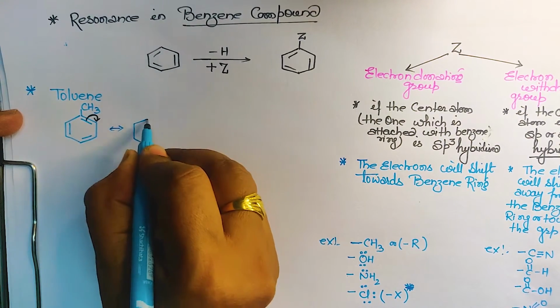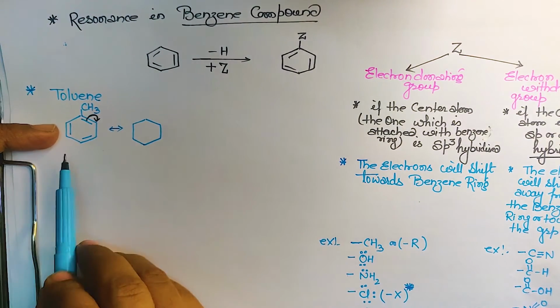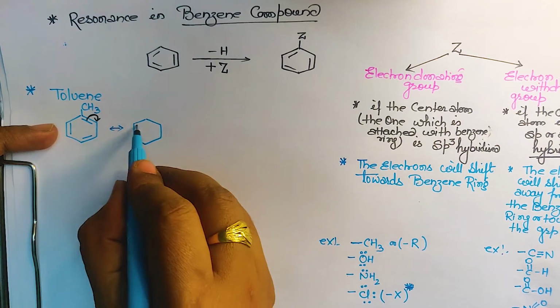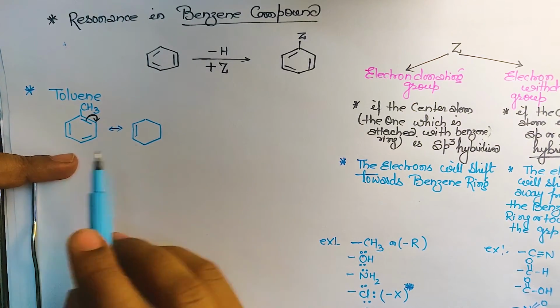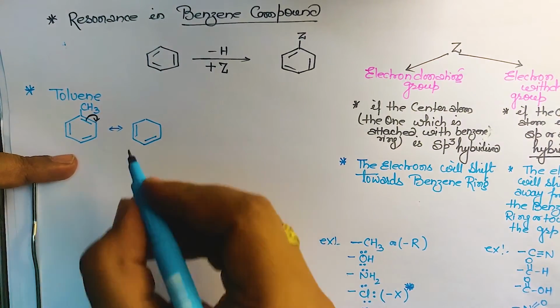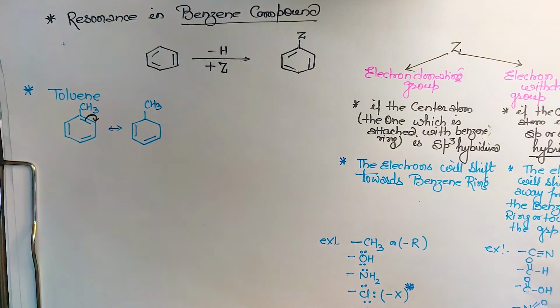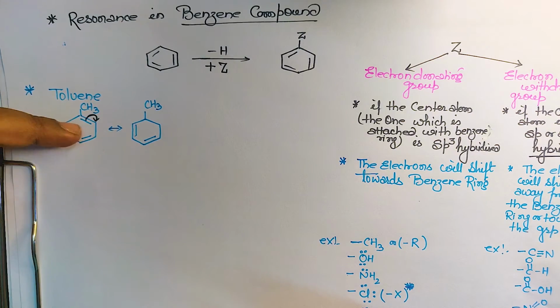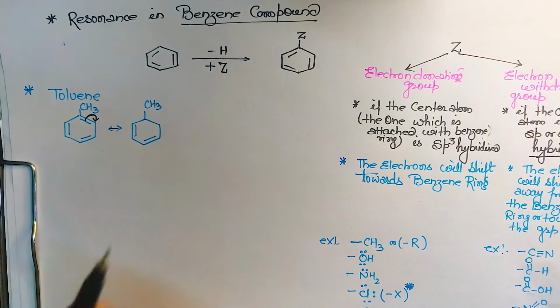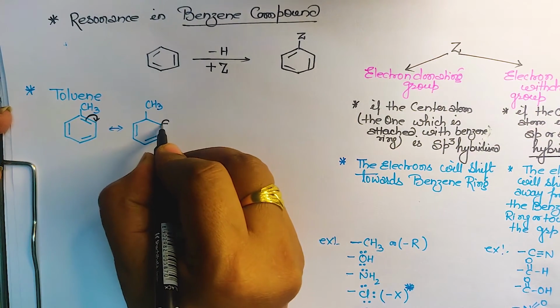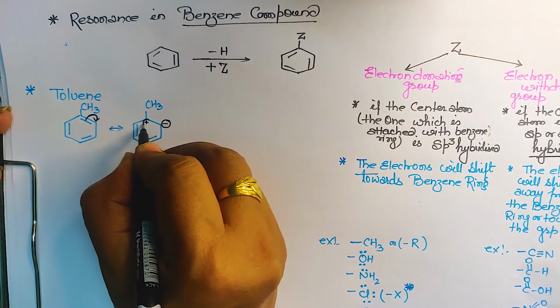Now what happened here? I have not touched this bond, so let it be like this. I have not touched this bond, let it be like this. This CH3 is not touched, so let it be like this. What have we done? This bond I have shifted over here. So due to this the carbon will have what? A negative charge, and here it will be a positive charge.